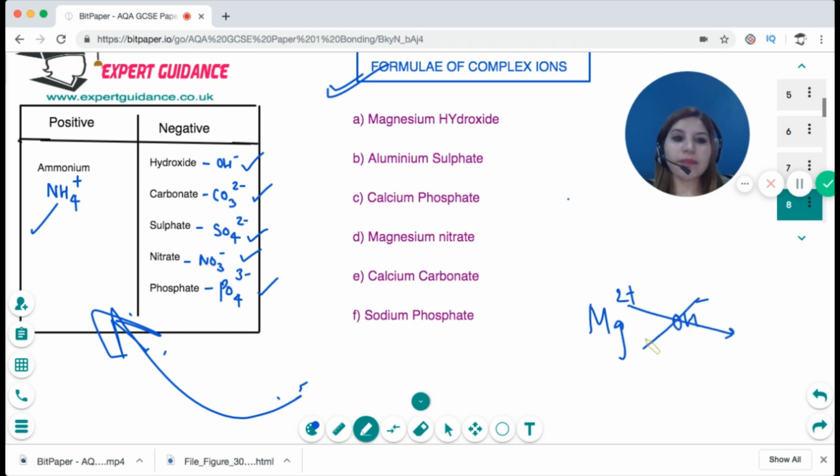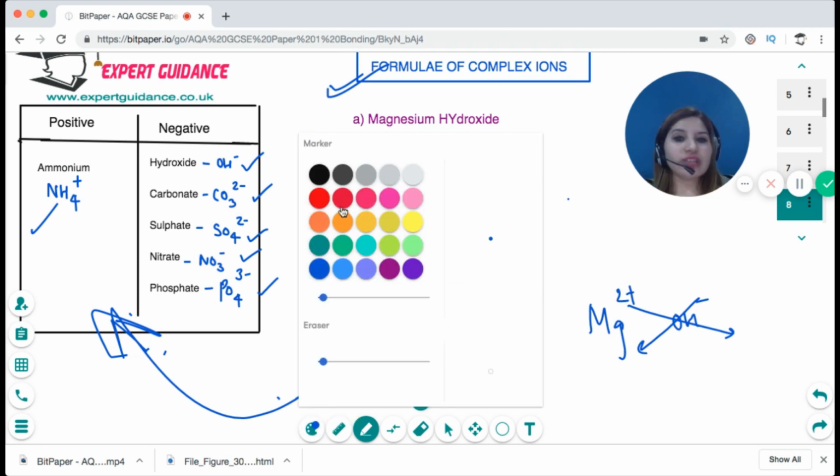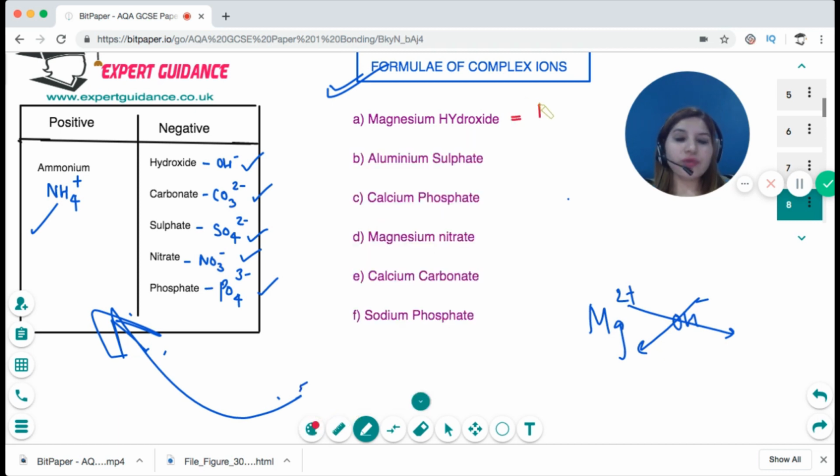Remember, in the complex ion, you have to draw the bracket because it's the OH that gets 2. So the formula would be Mg(OH)2. What is the formula of aluminium sulfate? Aluminium is 3+, SO4 is 2-.